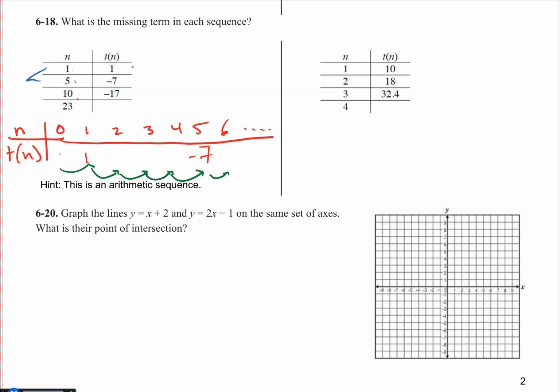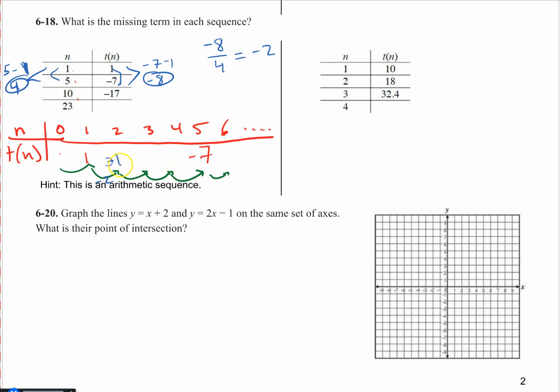When you have a table like this, the easiest way to find the common difference is by subtraction. 5 minus 1 is 4. So that's the difference in the n column. And then negative 7 minus 1 is negative 8. If I divide these two numbers, the y or tn on top, negative 8 divided by 4 is negative 2. And that's our common difference. Take the difference in the y's, take the difference in the x's, so to speak, and then you divide them.